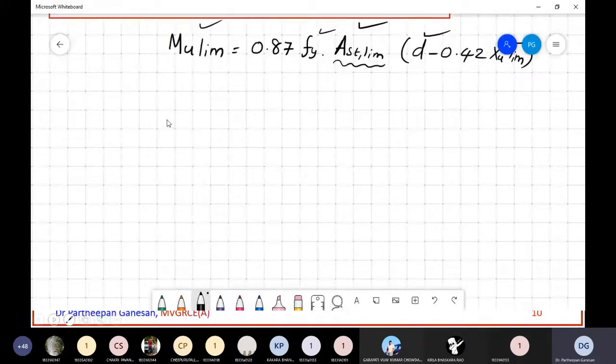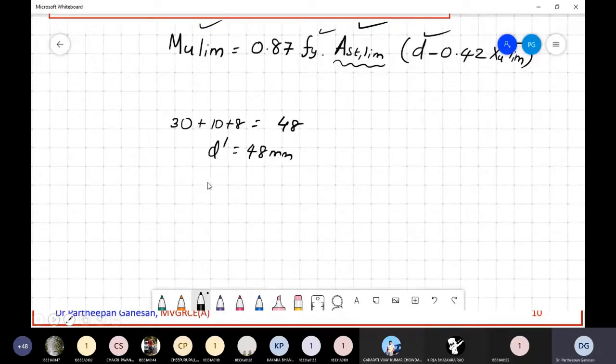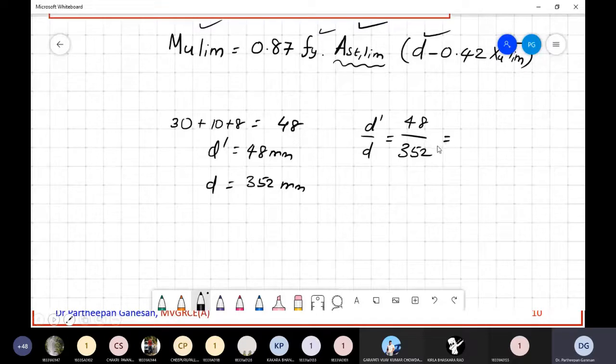Yesterday, for moderate exposure, clear cover was given as 30 mm, and 10 mm we have taken as half of the main steel, so d dash was 48 mm. If you go back and refer, d dash was 48 mm, and d was 352 mm because total depth given was 400 mm. So find d dash by d. One of you work it out and tell me. 48 divided by 352. Point 136.